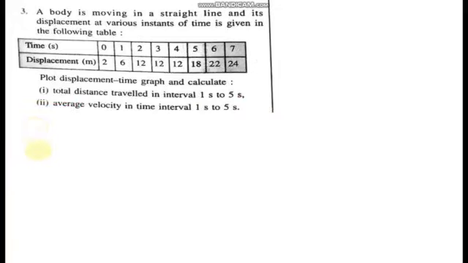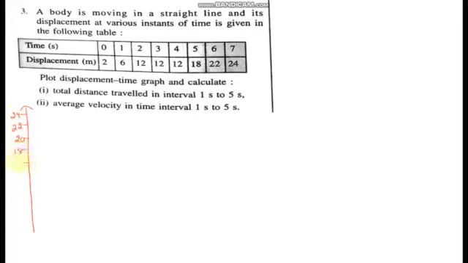Yes students, here we are given a body moving in a straight line. Its displacement at various instants of time is given, and we have to plot a displacement time graph. Now we already know how to plot a displacement time graph. We take the displacement on the y-axis and the time on the x-axis. The maximum value here is given as 24. Let us try to plot it.